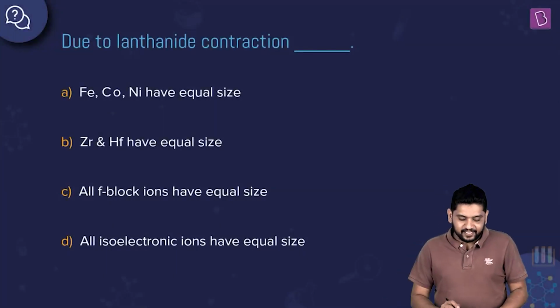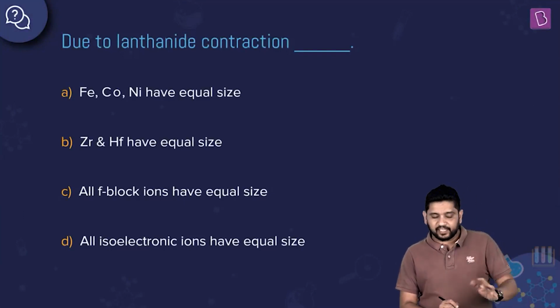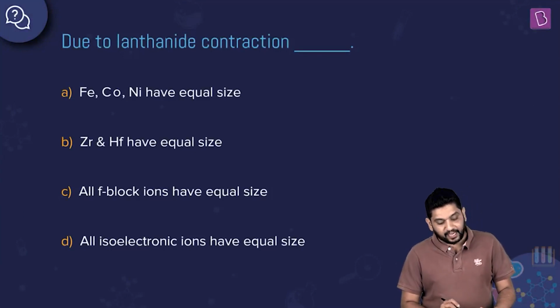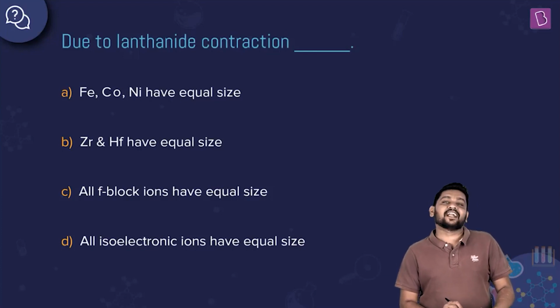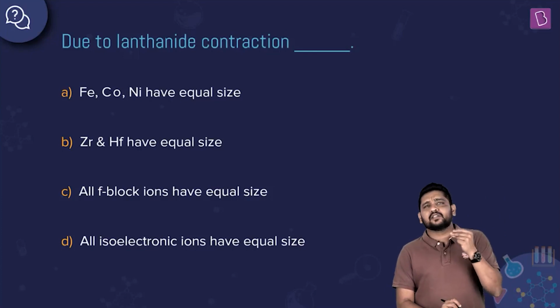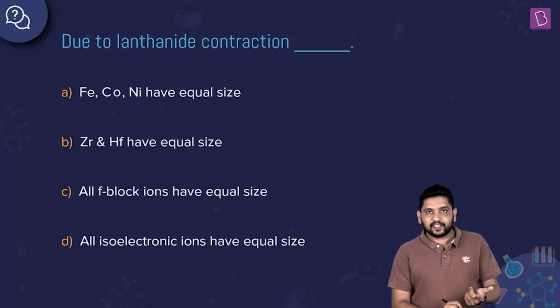Okay, this question says due to lanthanide contraction, we have to see out of the given options what is happening because of specifically lanthanide contraction. Fe, Co and Ni have equal size. Iron, cobalt and nickel is what is meant here. Iron, cobalt and nickel, they have similar size. So this could be a nice trap that is said. But is this because of lanthanide contraction?